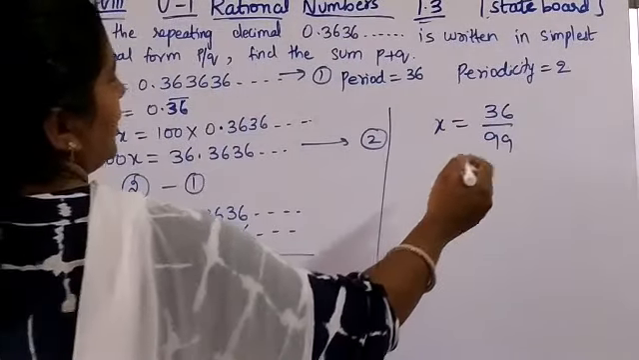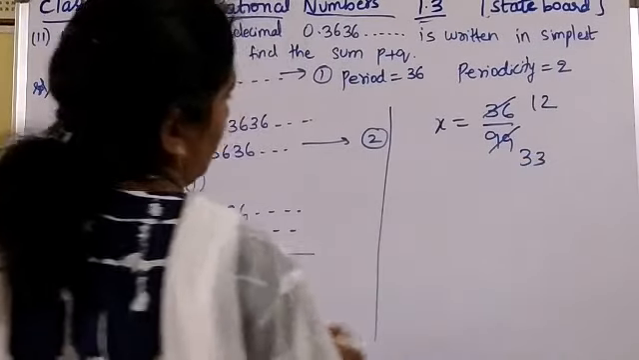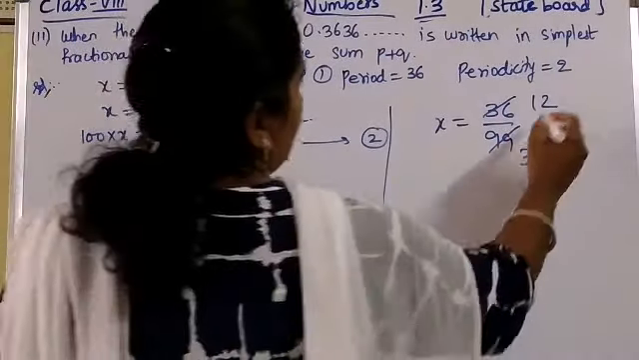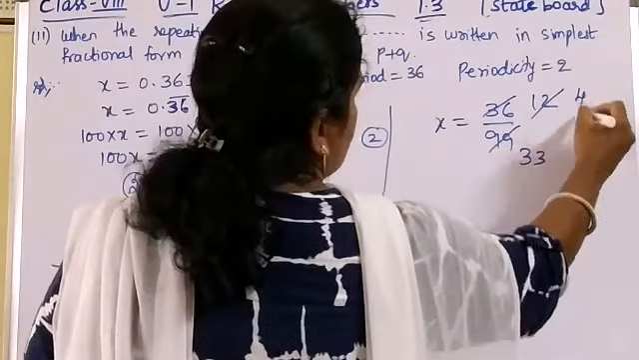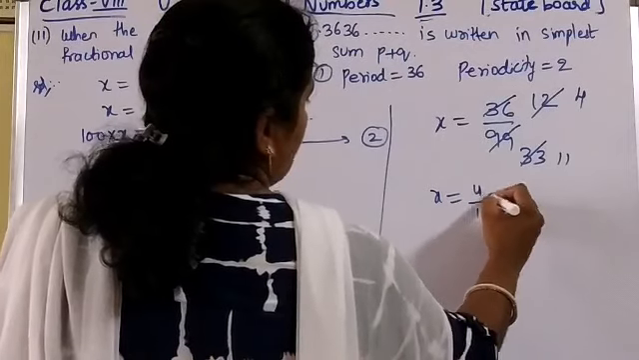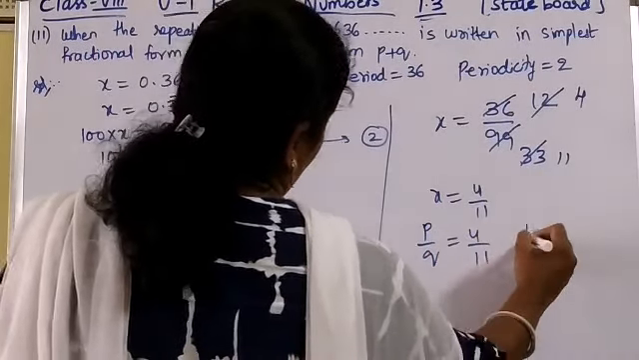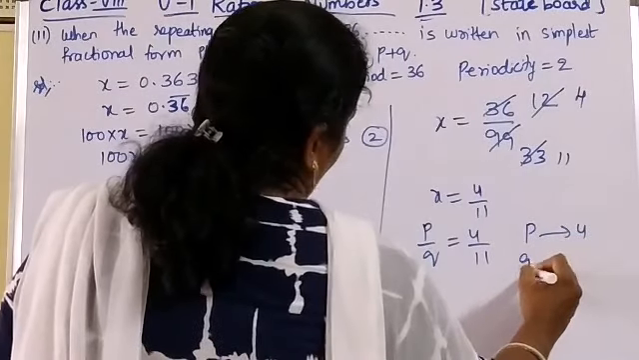Here cancel with 3 table, children. 3 ones are 3, 3 twos are 6, 3 threes are 9, 33. Again 12 and 33 will go in 3 table. 3 fours are 12, 3 elevens are 33. So x equal to 4 by 11. So this is in the form of p by q. p by q is nothing but 4 by 11. Here p is 4, q is 11.